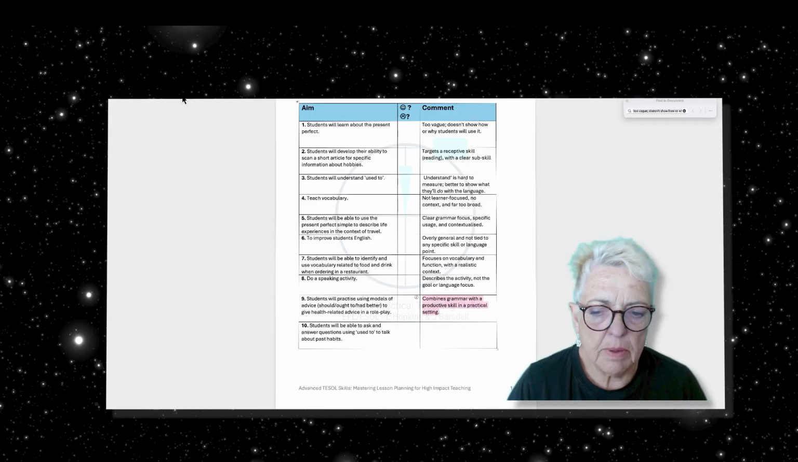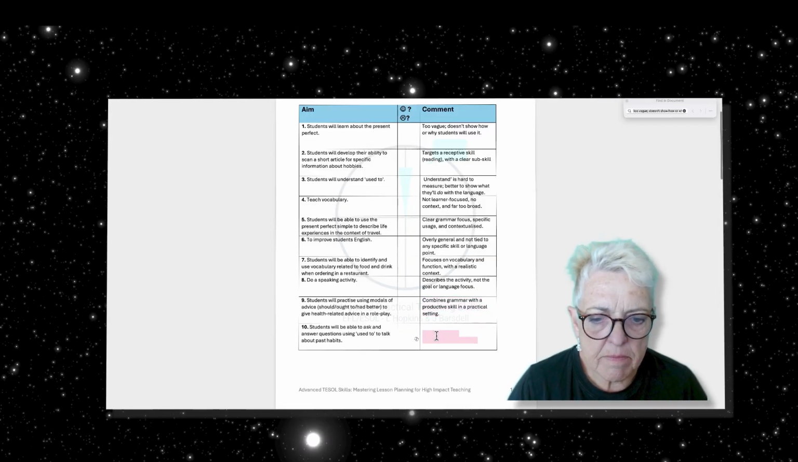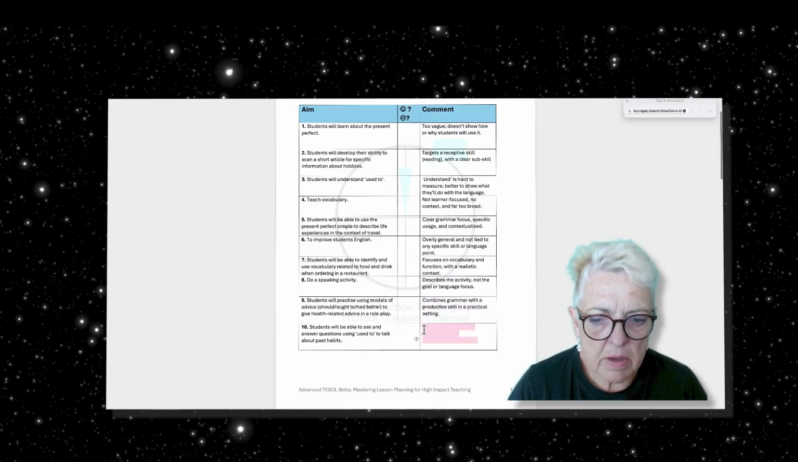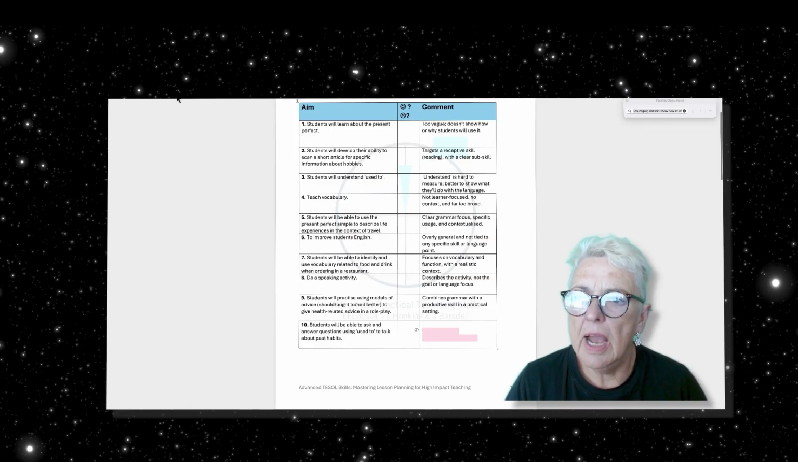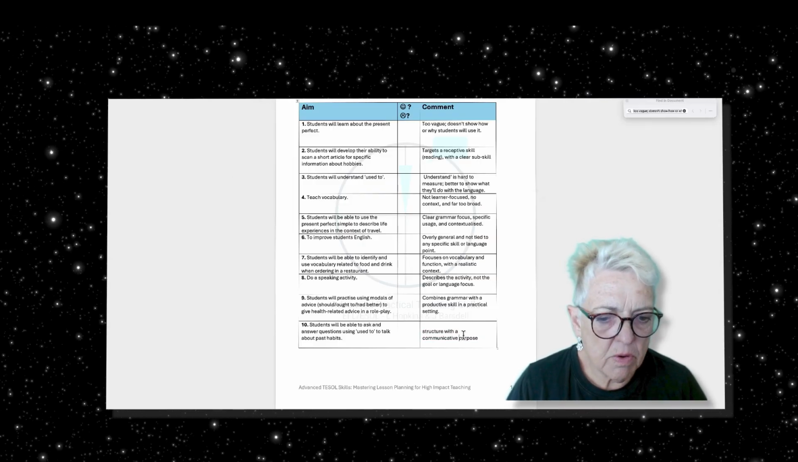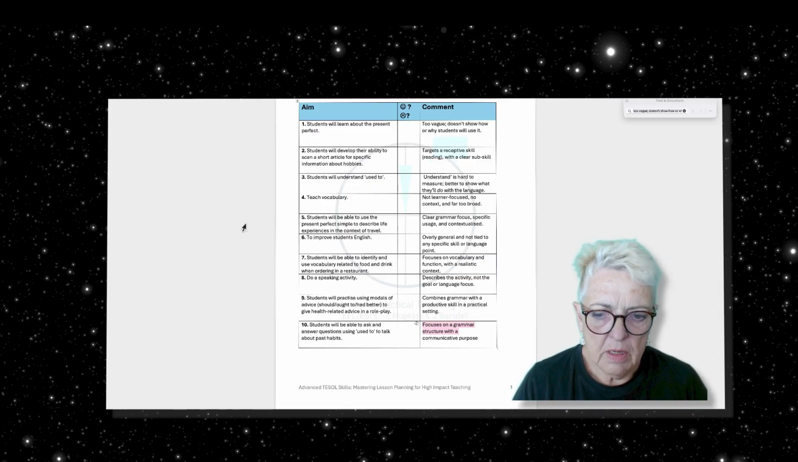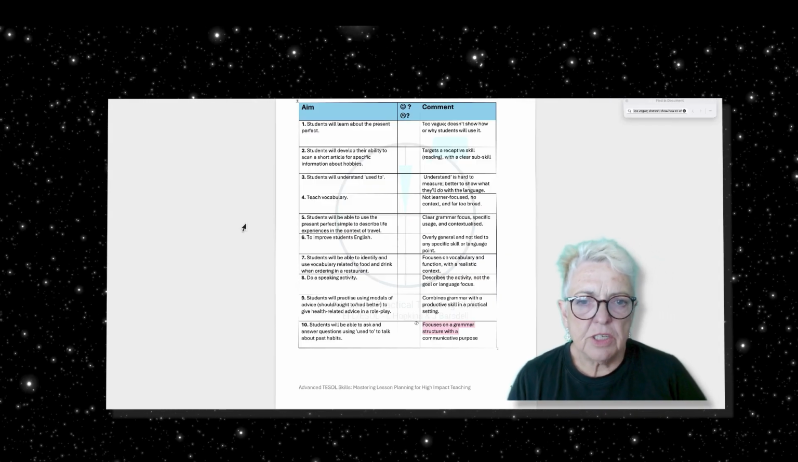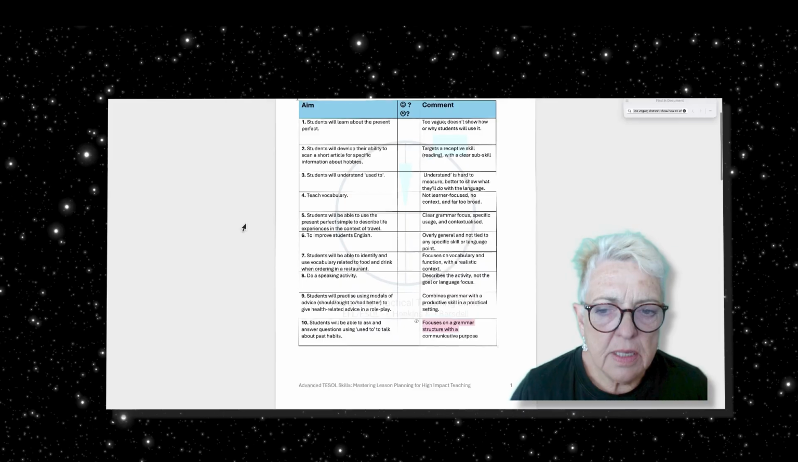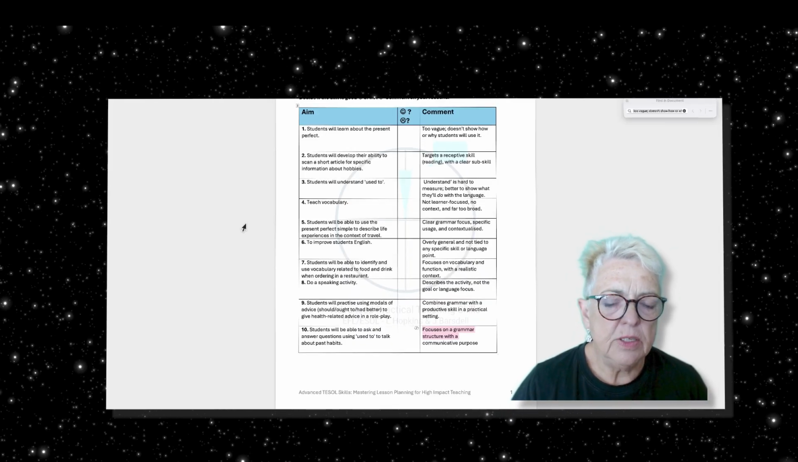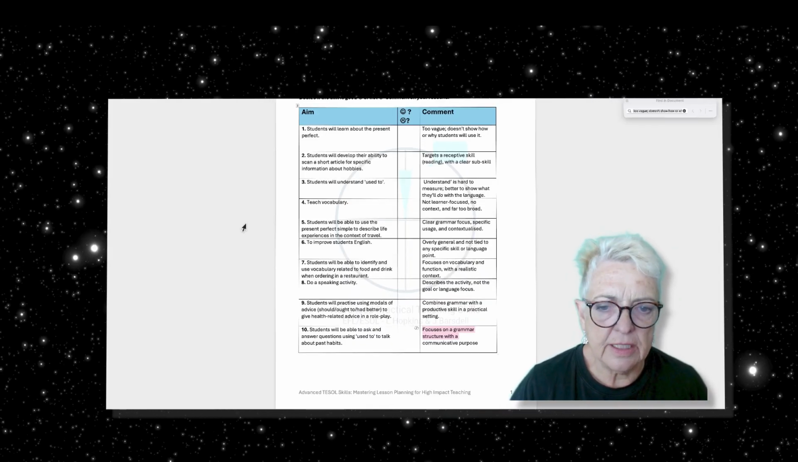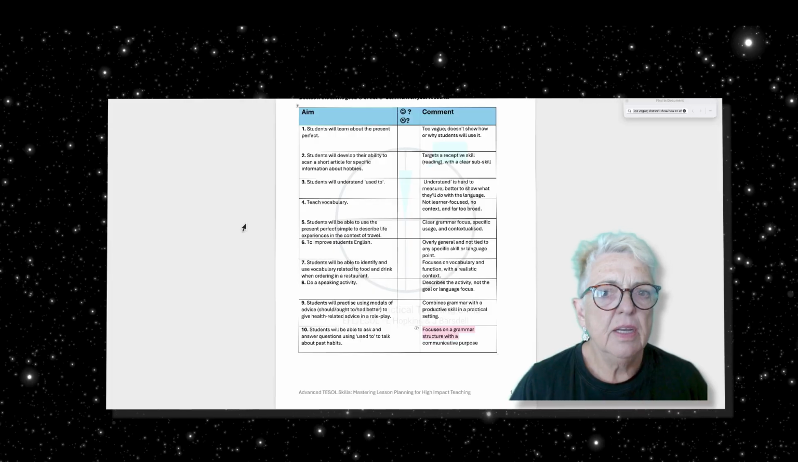Perfect. We like that one. Very clear. And we like this one as well. Clear. We've got the language and we've got the production task. We like that. So main aims, they definitely need to include language, context, what you're going to do with it.